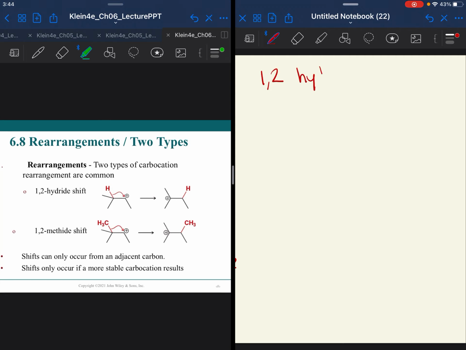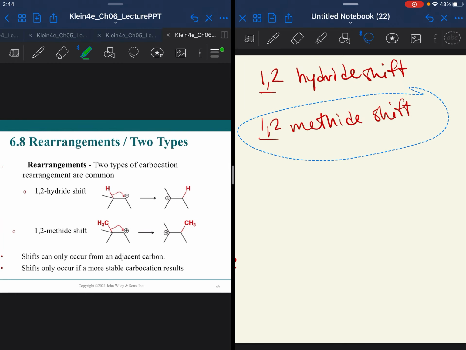Here we are going to talk about a 1,2 hydride shift or a 1,2 methide shift. It's important that you recognize the 1 and 2 are here to indicate you can only shift something from next door. You can't pull a hydride or a methide from across the molecule. It's got to be right next door.